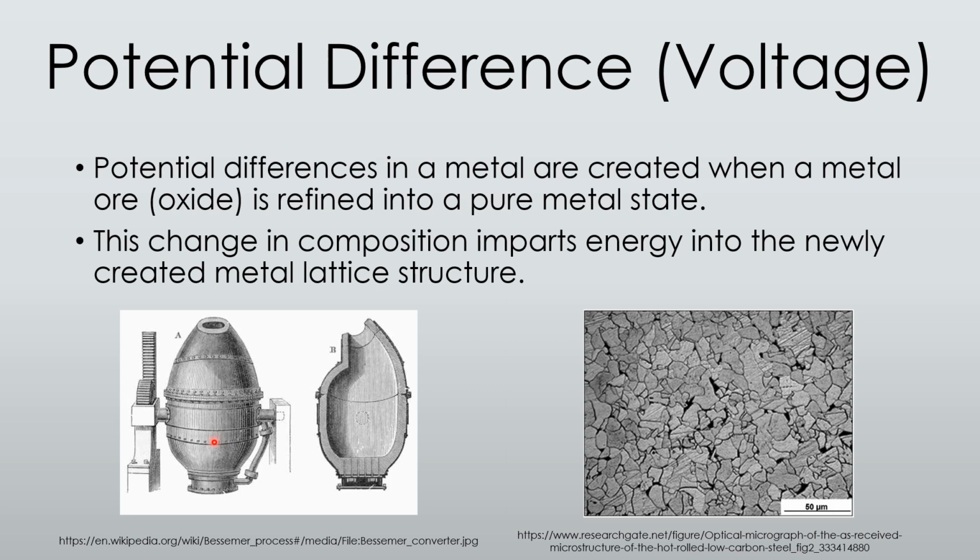On the lower left, we have a diagram of the Bessemer process, one of the earliest methods to industrially refine metal ore. And then on the right, we have a picture of a metal lattice structure. So this is what metal looks like up close under a microscope. It's not a pure state. It's not nice and shiny like what it may look like from the outside. Down at the granular level, this is what it actually is.